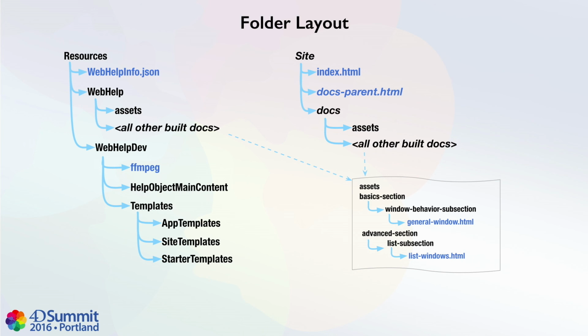Then the web help dev folder, that's just where the main content goes, the help object main content. This folder has a list of all the topics, the actual HTML files for that, or at least the portion of the file that I need. It has all the templates. There's a whole bunch of templates used in the building process, which can be customized however you want it to look, and any other resources. I actually strip that folder out during the build process, so none of that goes to customers.